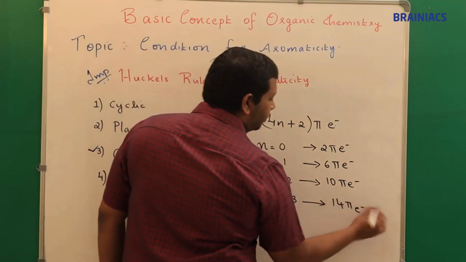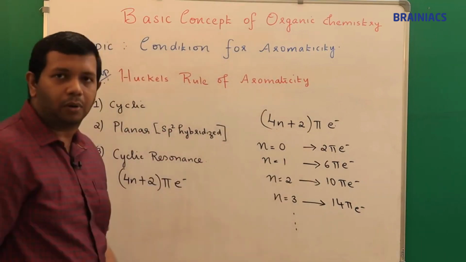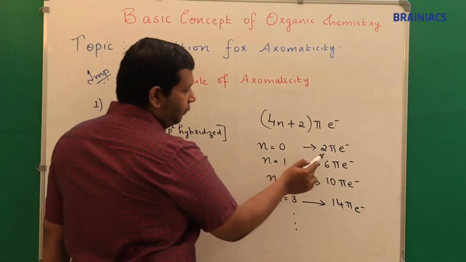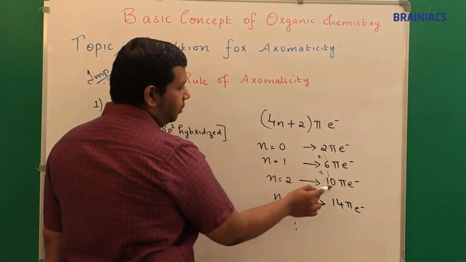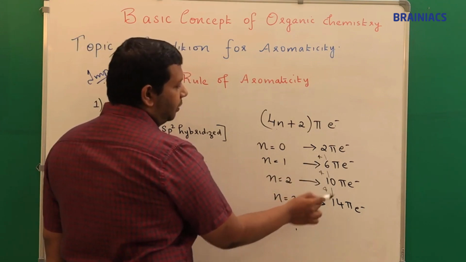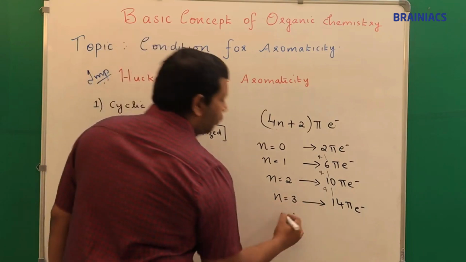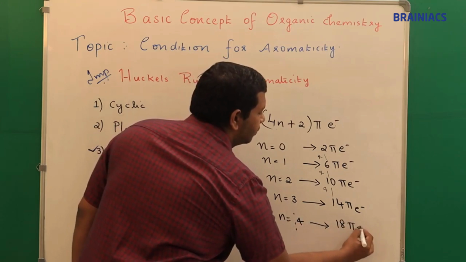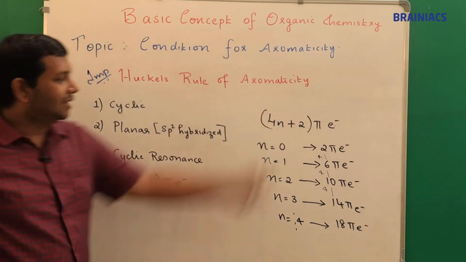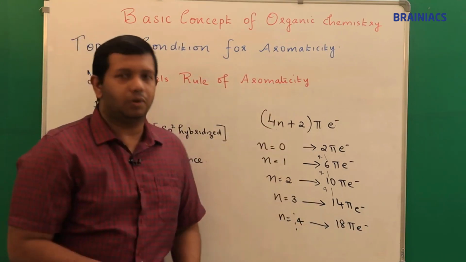Actually speaking, you don't want to substitute like this. This is an arithmetic progression. This is 2. If you add a common difference 4, this will become 6. When you add a common difference 4, this will become 10. If you add a common difference 4, this will become 14. So when n is equal to 4, what will be the value? Can you tell me without substituting? I can say it is 18 pi electrons. Now what is the significance of this number? That is what I am going to tell.